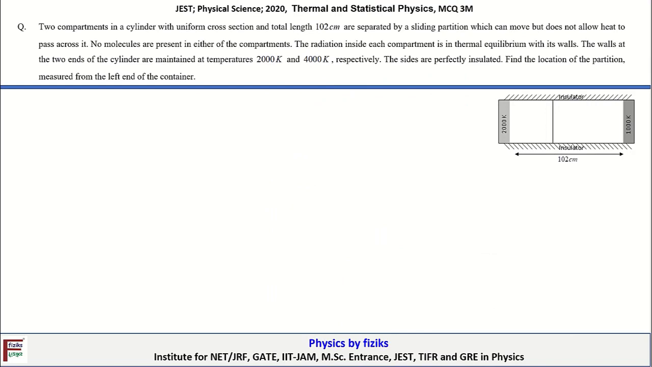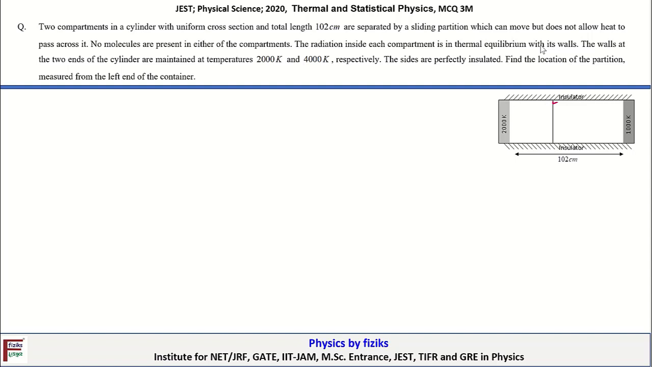So let's take a look at the next problem. The statement is: two compartments in a cylinder with uniform cross section and total length 102 cm are separated by a sliding partition which can move but doesn't allow heat to pass across it. So that means this partition is capable of moving freely. Further, it's given that no molecules are present on either side of the compartment. So that means it's totally empty.